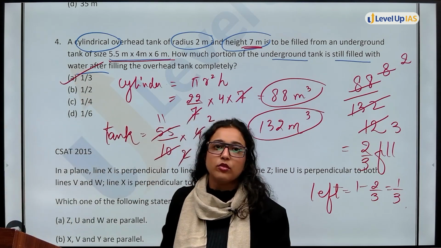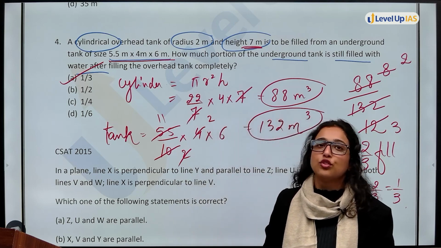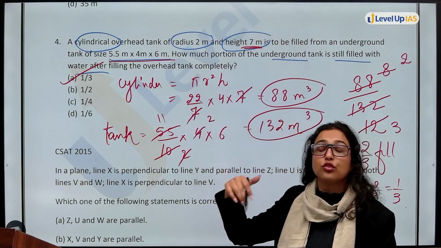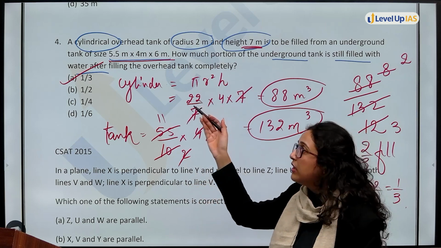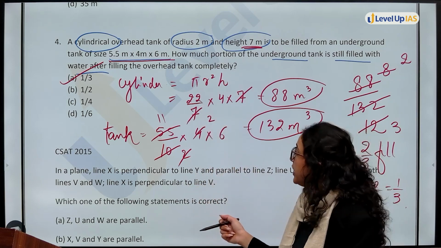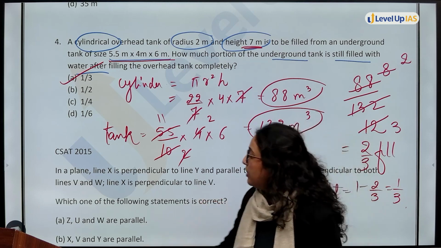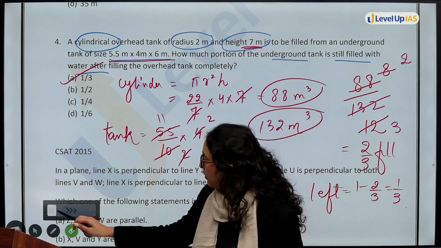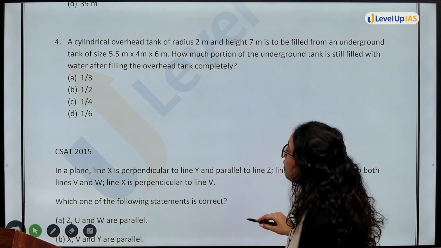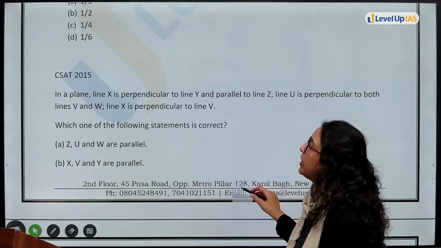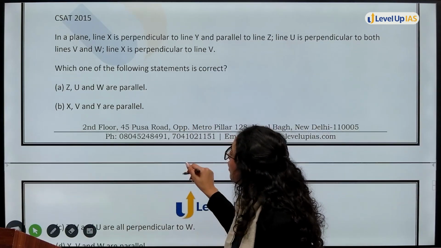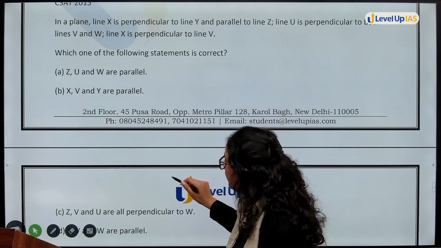Again, here the question was of volume, so you should know the volume of a cylindrical tank. You should know how to find out the volume of a cylinder. You should know the formula for the volume of a cuboid also. So again a question of typical area, volume, geometry. So in 2016 the questions that were asked were based on general concepts. Now moving on to the question of 2015.